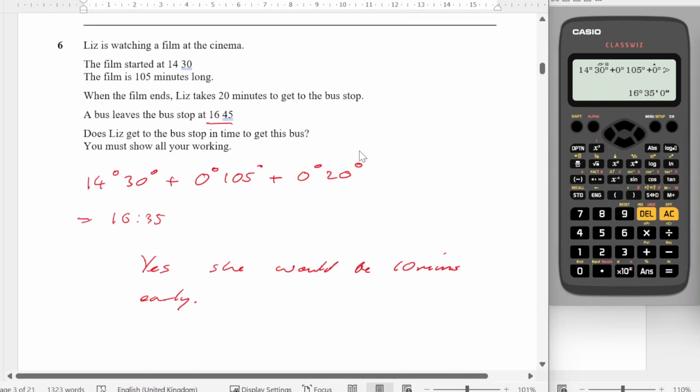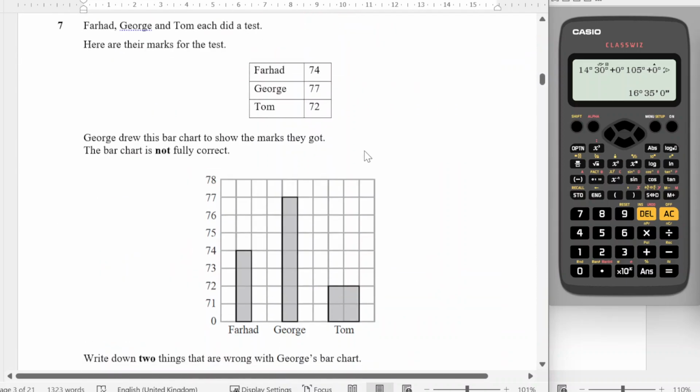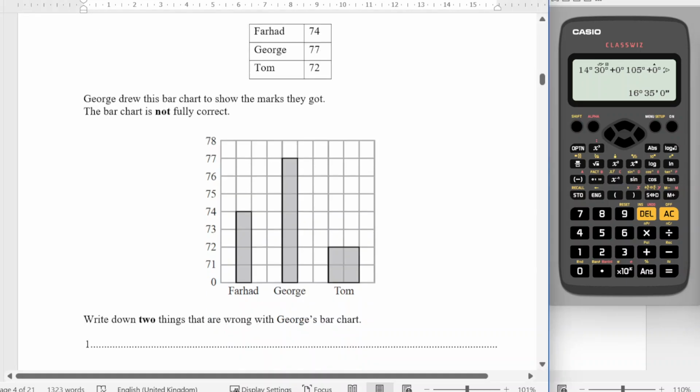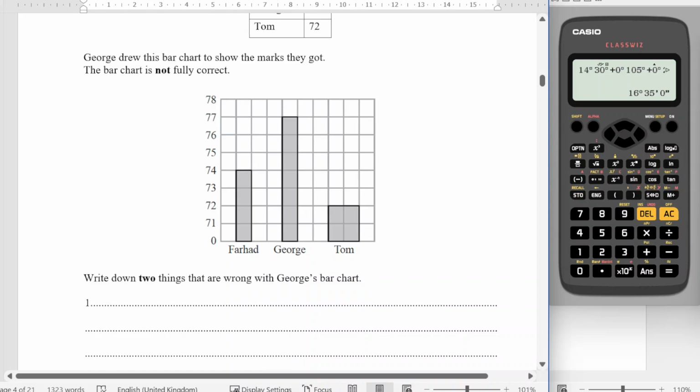Okay, question 7. Farhad, George and Tom did a test last week. Here are their marks for the test. George drew the bar chart to show the marks they got. The bar chart is not fully correct. Write down 2 things that are wrong with George's bar chart. So there are 2 errors here. Firstly, this is an error, the fact that it doesn't start at 0. Secondly, we've got uneven widths. So 2 things.